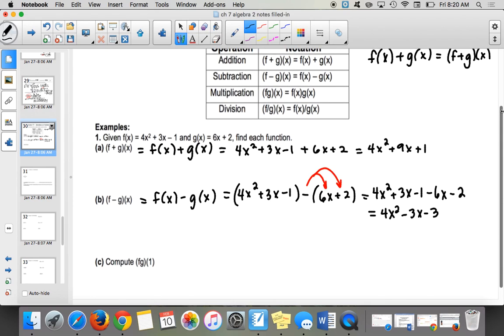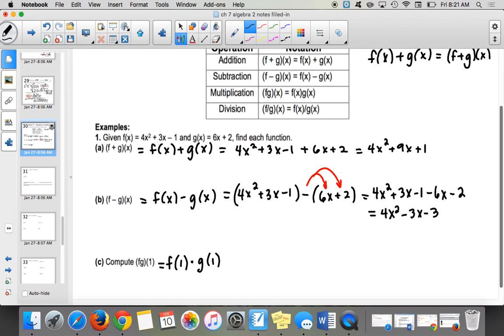So this next one says find f times g, and then instead of x, we have of 1. So what this is saying is we're finding f of x times g of x, but we're going to plug in 1 for each of them. So really we can do f of 1 times g of 1. So you can do this in two different ways.